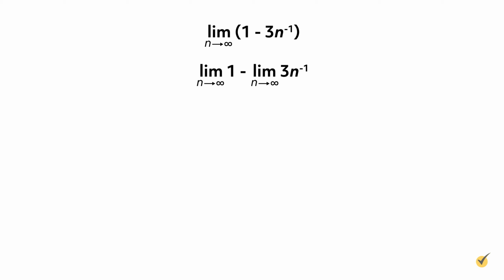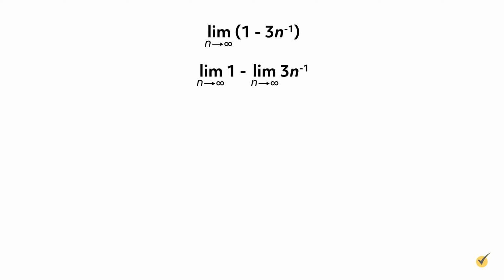The limit of 1 is 1, as we saw in the last problem. Now we need to find the limit of 3 times n to the negative 1. We can break that part down using the multiplication rule. So we have 1 minus the limit as n approaches infinity of 3 times the limit as n approaches infinity of n to the negative 1.